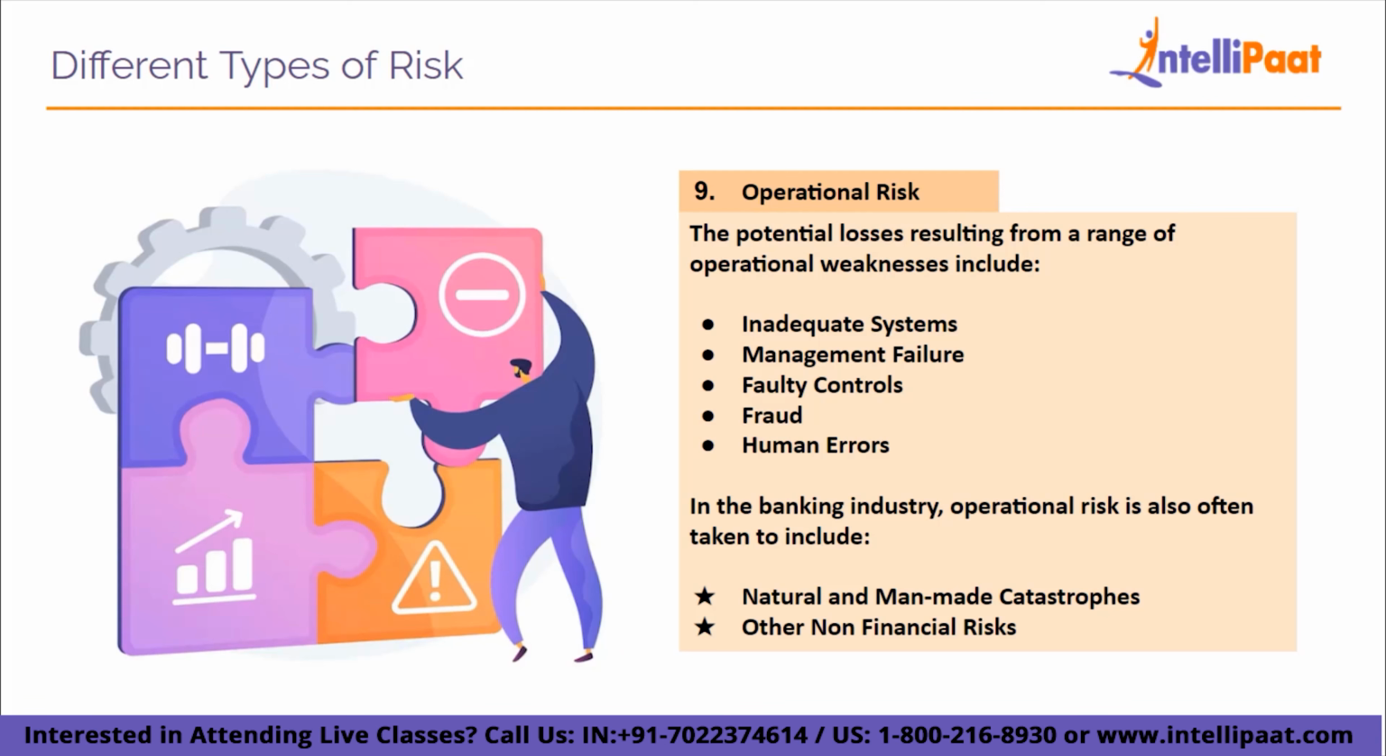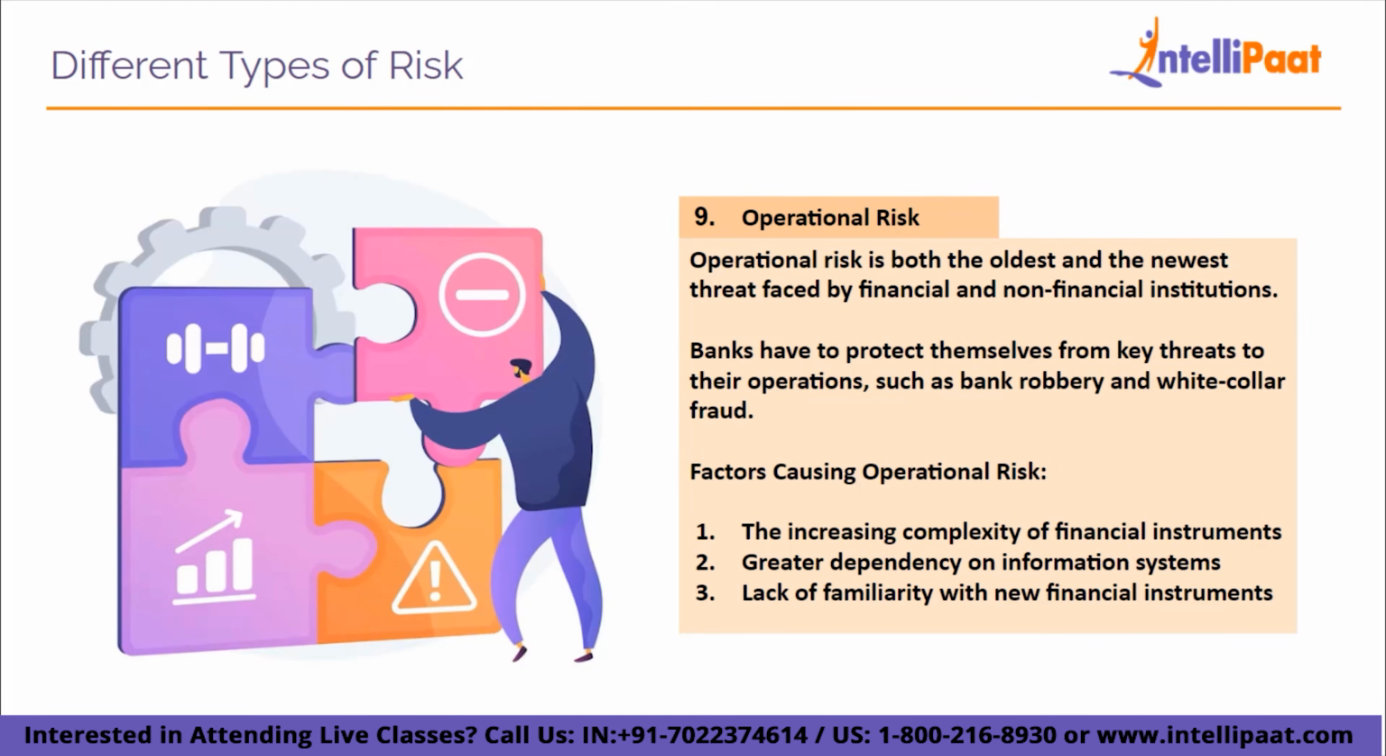Now, let us talk about some factors that lead to operational risk, right? So guys, there are three main factors that lead to operational risk. First one is the increasing complexity of financial instruments. The second one is greater dependency on information systems. Third one is lack of familiarity with new financial instruments. So first, let us talk about the increasing complexity of financial instruments. Day by day, financial instruments are growing in complexity, right? And as financial tools become more intricate, understanding and managing the associated risk becomes challenging.